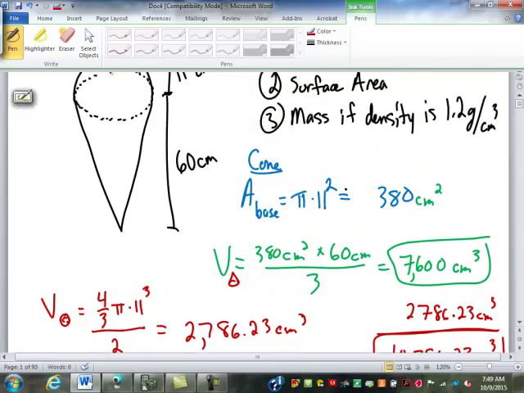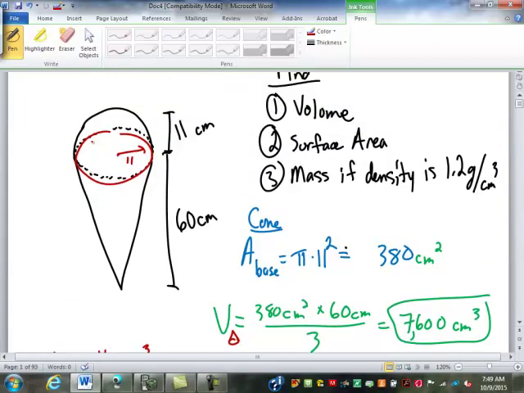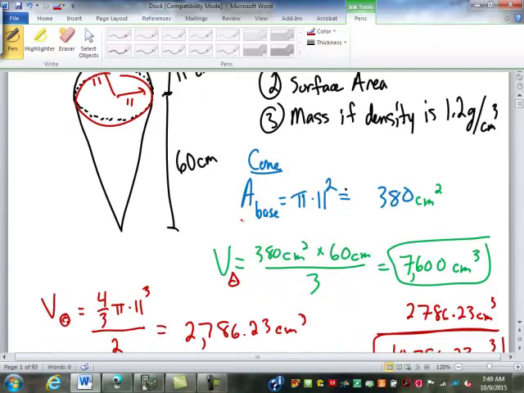So for the cone, first thing I do is the base, which is this circle, which is the radius of 11. Because if this is a height of 11 on the sphere, that means the sphere has a radius of 11. And so the half, where it's cut in half, that makes that circle that's the top of the cone. That also has to have a radius of 11. So we're finding the area of that circle, pi times radius squared. Gave us the 380, 379.96, somewhere in there.